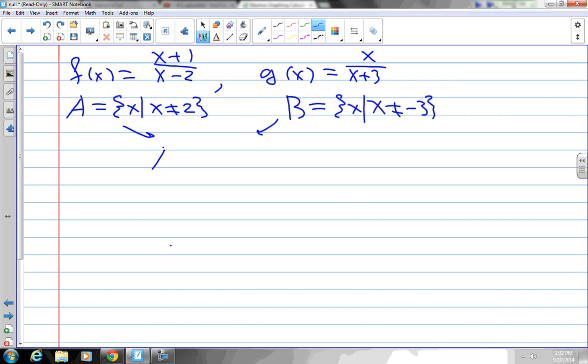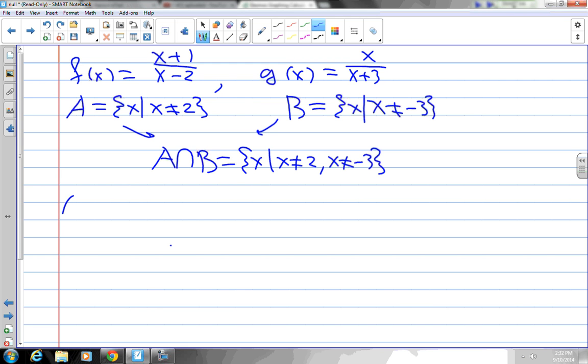So if you find the intersection of A and B, what is the intersection? Is 2 going to be in the intersection? Is negative 3 going to be in the intersection? No, but everything else will be. So it's everything but 2 and negative 3. That's the intersection. Okay, putting everything together. So if I add them, subtract them, multiply them, that will be the domain of those functions.